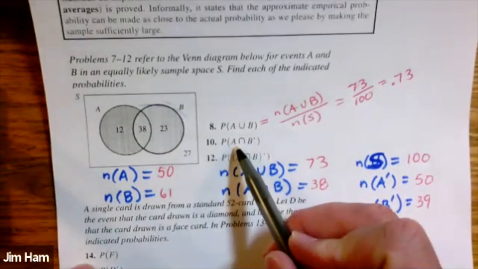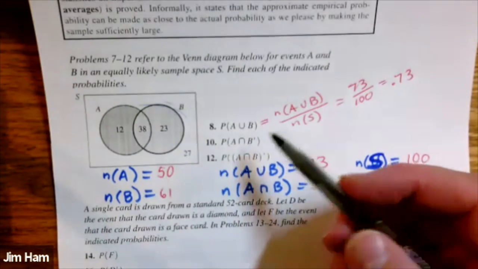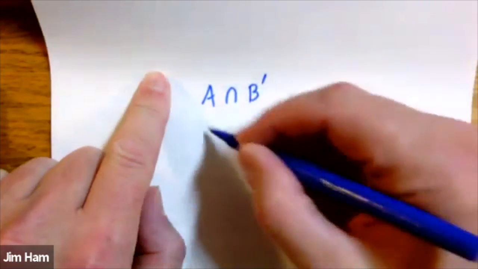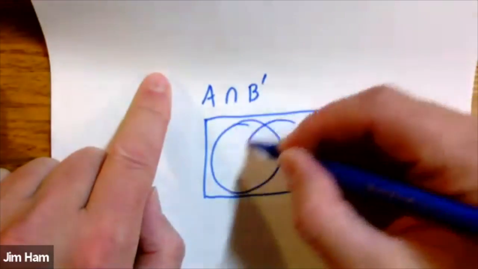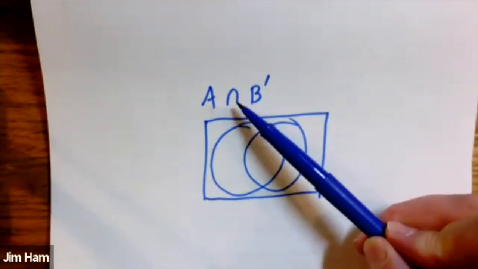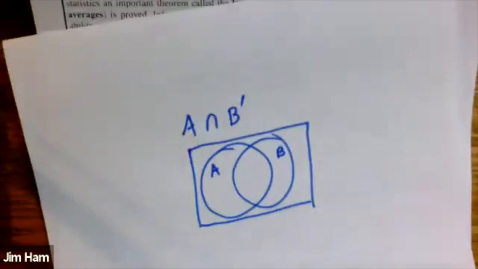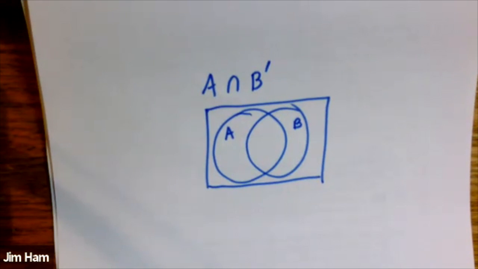All right, so we want to take A and intersect that with B complement. Now, one way that you could figure out what regions you're talking about is to just go ahead and do a Venn diagram and shade the region. This symbol here is intersection, so we're going to shade A, and then we're going to shade B complement, and then this operation is intersection. So we're going to look at the doubly shaded regions. It would look something like this.